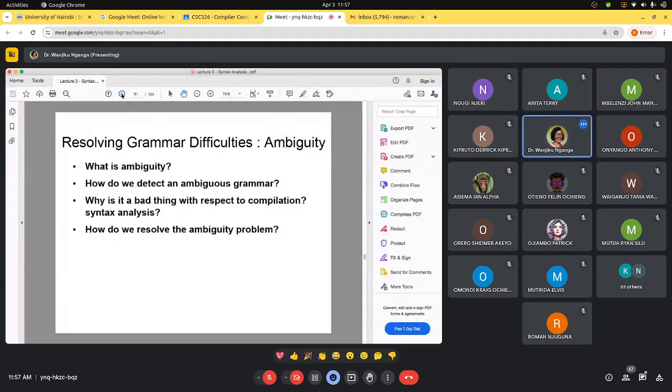So the first thing, can somebody remind us what ambiguity means in the context of language? Edith, what do you remember ambiguity to mean?